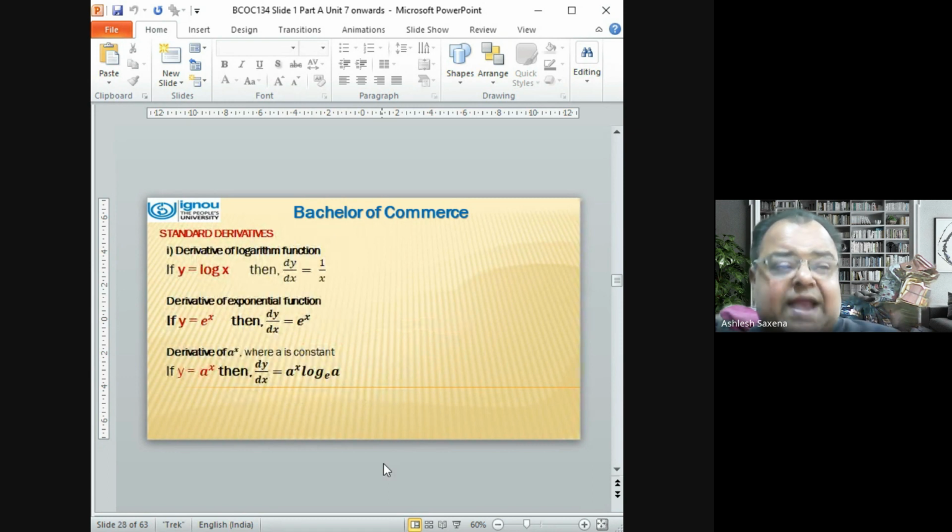Now comes some standard results. As we proceed, we will be clubbing things. Now see, if you have to differentiate log x, y is equal to log x, dy/dx of log x is 1/x. That is a standard result. The derivative of the exponential function, that is y is equal to e^x, dy/dx is equal to e^x. And if the function is in the form of a^x, then its derivative is a^x into log base e of a. These are the standard results.